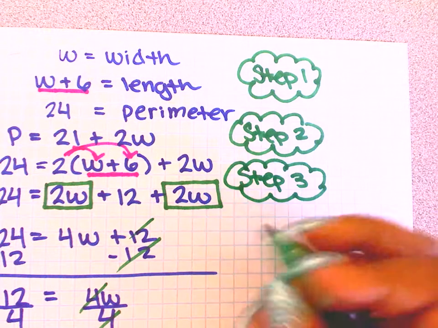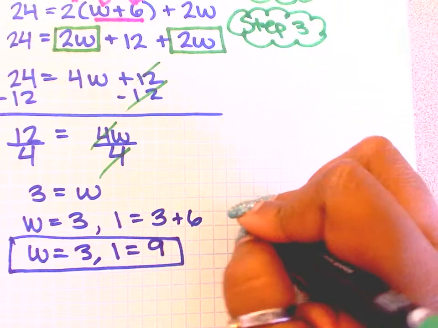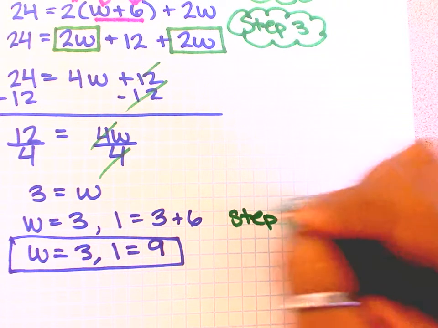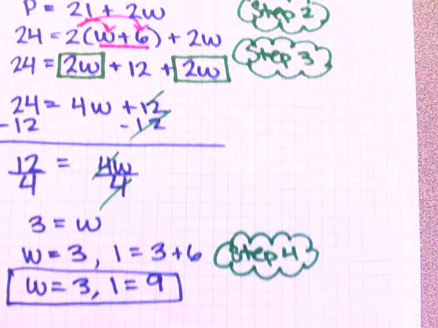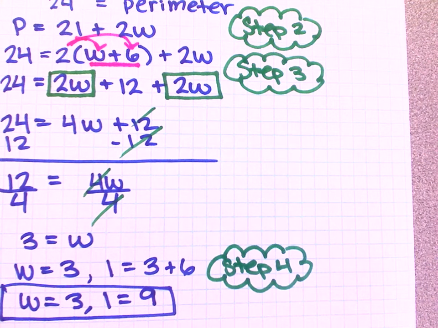And step 4, I solved, which I solved all the way down at the bottom. Once I went back and found out what they were asking me, my length is 9. Label the steps.